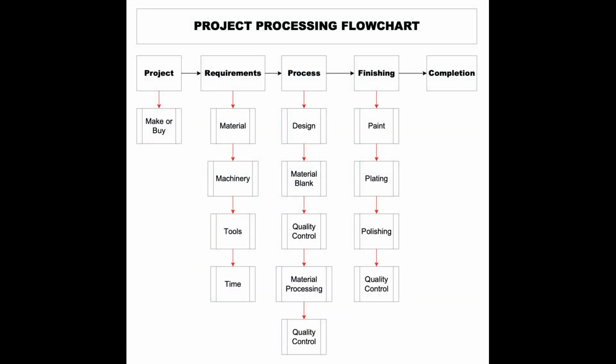Here's a view of the project processing flowchart that guides the production of the lathe dog. The first process box is the project, and this is where you have already determined a need for the lathe dog. The first sub-process box is a decision to make or buy the lathe dog.